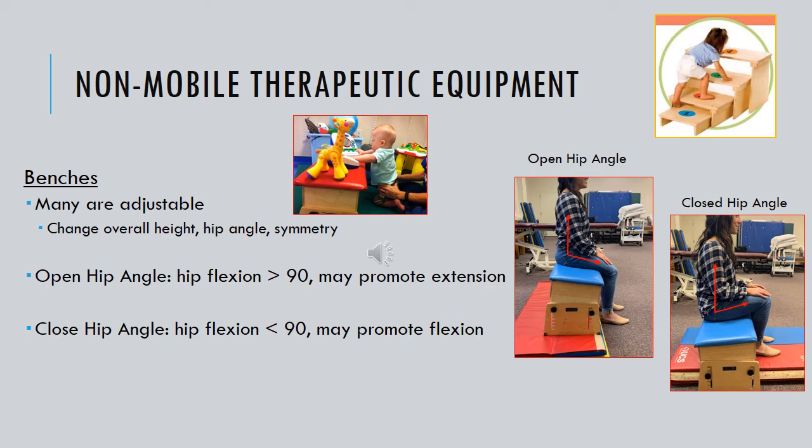But there are times and indications for why we might deviate from that position. For example, you might choose to have the patient in a more open hip angle, and this would be when the amount of hip flexion is greater than 90 if you're measuring in relation from the trunk and then the midline of the femur.